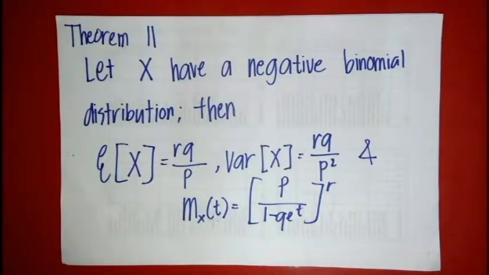Theorem 11 states that if X has a negative binomial distribution, then we need to prove that the expected value of X is equal to rq over p, the variance is equal to rq over p squared, and the moment generating function is equal to the quantity p over 1 minus q e to the t, all raised to the r.